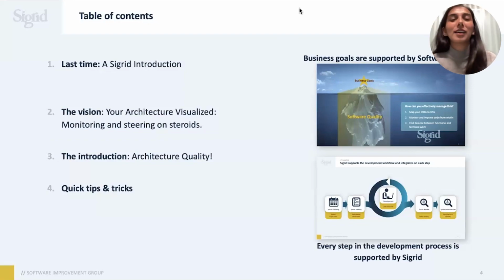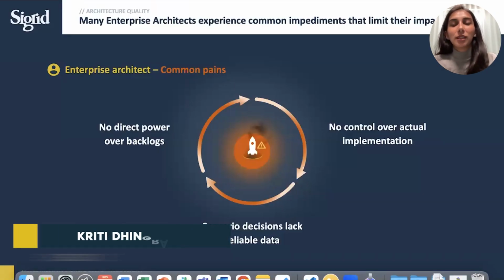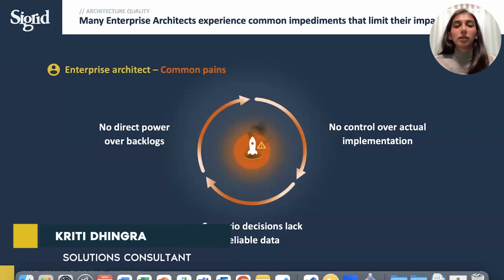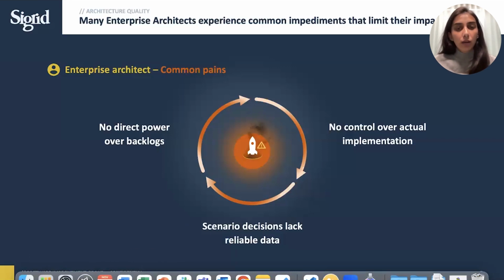Thank you, Hugo. Hi, my name is Kriti. I'm a feature consultant for this feature, which is recently introduced, that is architecture quality. I'm also guidance consultant at SIG. So in my daily role, what I do is I just guide my clients towards using the platform. And I specifically am appointed as a feature consultant for this architecture quality feature.